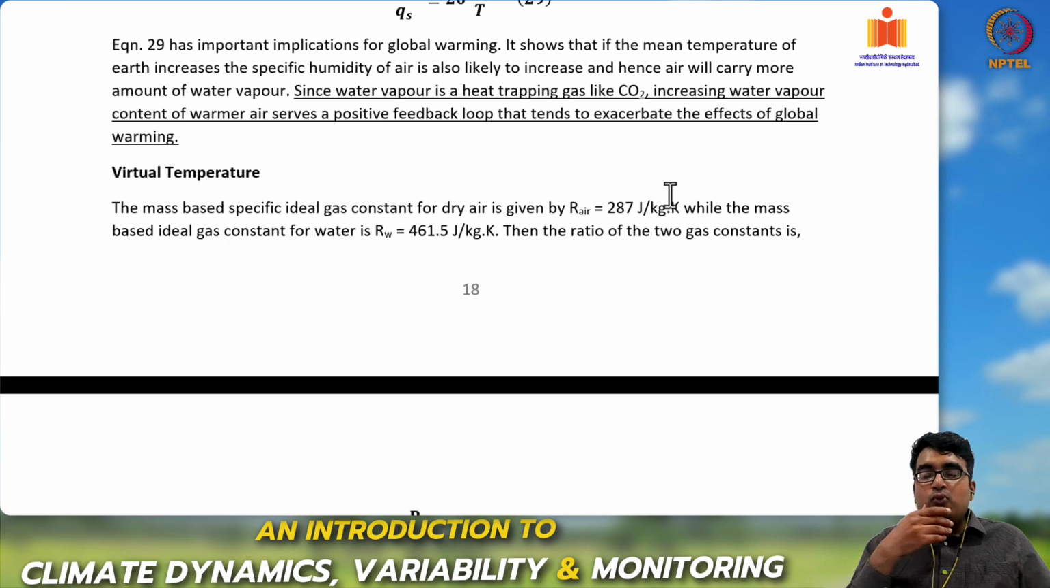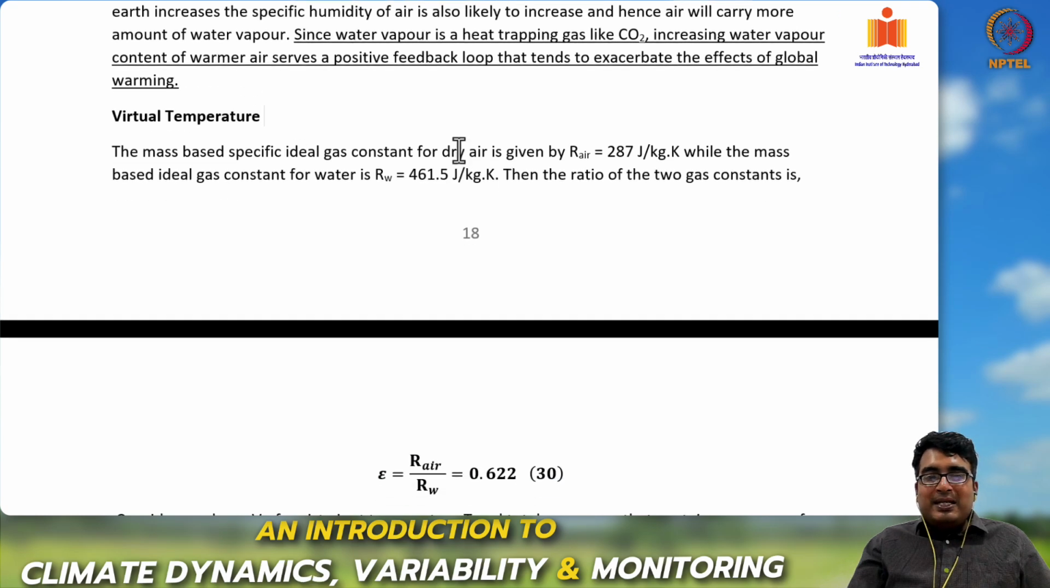Here, in today's class, we will discuss another concept that is often used when we are dealing with moist air. This is the concept of a virtual temperature. So, the ideal gas constant for air is 287 joules per kg Kelvin. This you are getting by dividing the universal gas constant by the molecular mass of air in kgs per mole.